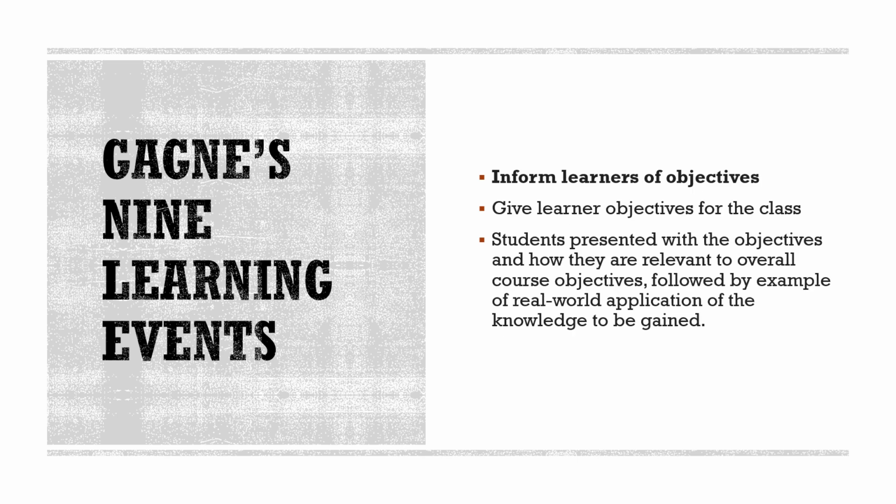Inform learners of the objectives. We're going to give learners objectives for the class. Students will be presented with the objectives and how they are relevant to the overall course objectives. Then they're followed by examples of real world application of the knowledge to be gained. So they're going to see what they're going to be getting out of the class.